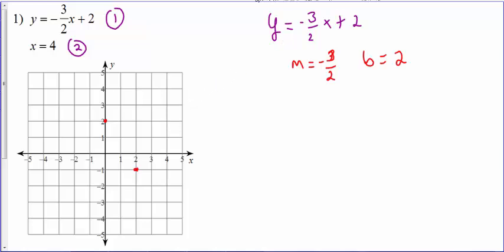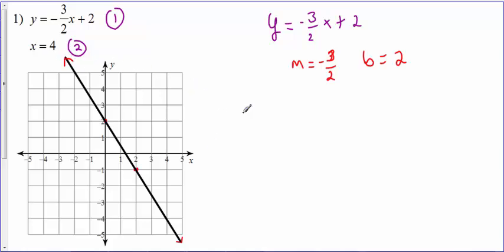Then we can get a line tool and put a line through that, like so. Make sure that your line goes off the graph, and put some arrows on there that signify that the line goes on forever. Now, that is the first line.